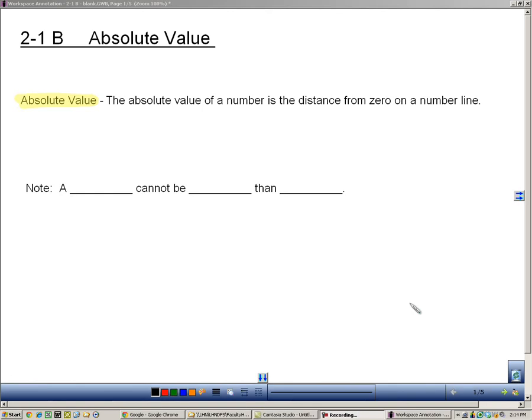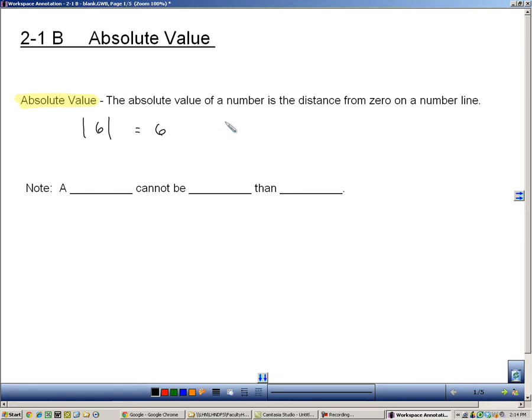Section 2.1b is about something called absolute value. We're going to start by defining what absolute value is. The absolute value of a number is the distance from 0 on a number line. That's all it is. So if you have the absolute value of 6, we're really asking ourselves, how far away is 6 from 0 on a number line? And so if you drew a number line ahead of 0, you'd see that it's 6 units away.